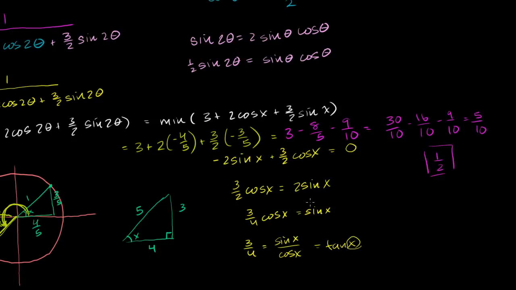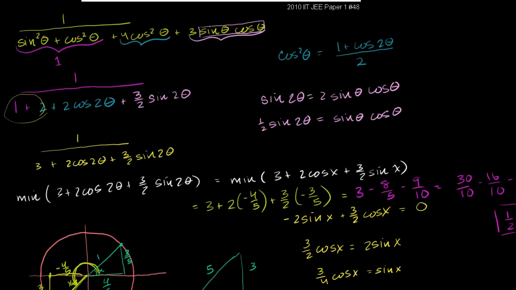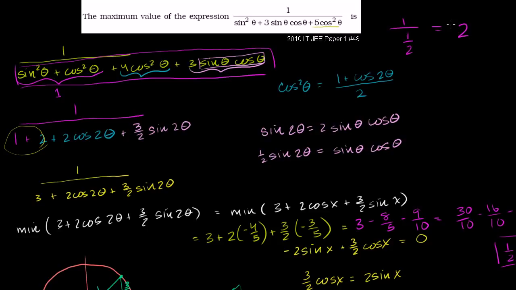So the minimum value for our denominator, everything we've been dealing with so far has been our denominator. The minimum value of all of this business over here is 1/2. So the maximum value that this whole expression takes is when the minimum value is 1/2. So we get 1 over 1/2, which is equal to 2. And we're done.